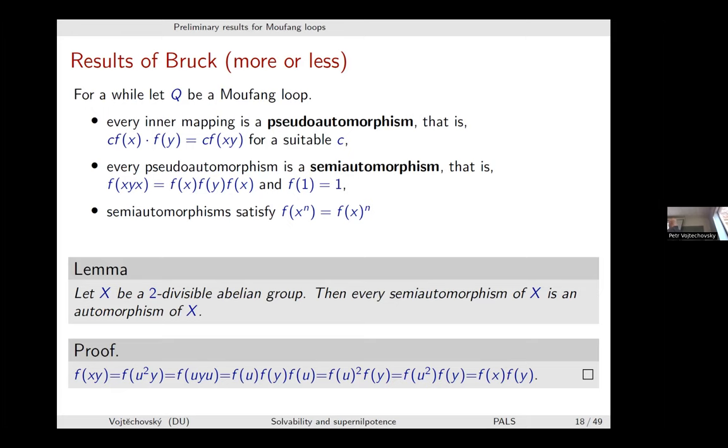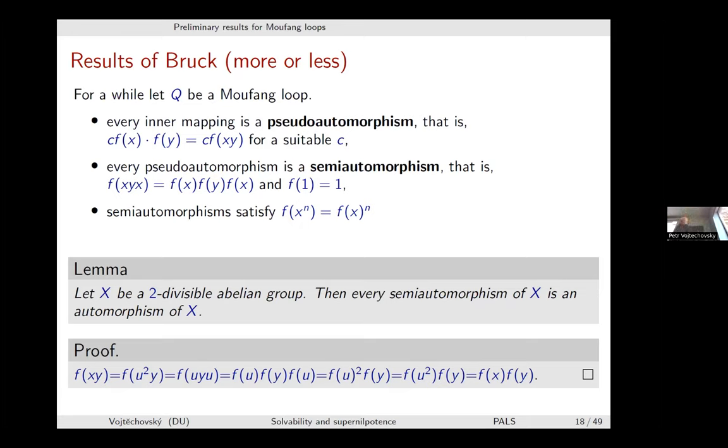If you have a semi-automorphism of a two-divisible abelian group, that's an automorphism. And the proof is here. It's on one line. The only interesting part is that here I'm using the two-divisibility: X is expressed as U squared, then you reshuffle into commutativity, that is exactly set up to apply the semi-automorphic property, you collect, and so forth. You see the line in front of you.